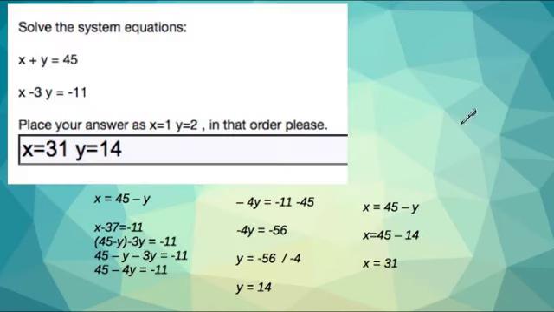Hey, how about another one? Okay, this could be something that you can find on the website. It says solve the system of equations. X plus y equals 45. And then it says x minus 3y equals negative 11.